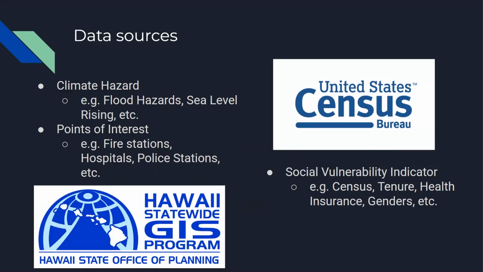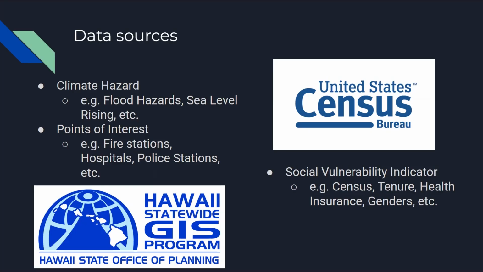The data sources that we've been using, all of our data has been coming from Hawaiʻi GIS and the United States Census. So all of our data for climate hazards, like flooding, we can collect from Hawaiʻi GIS and display as visuals on the map. Other things that we've been collecting from Hawaiʻi GIS are some points of interest: emergency services, bridges, hospitals, police stations, any of the services that may be able to help if a hazard occurs and where they can get to.